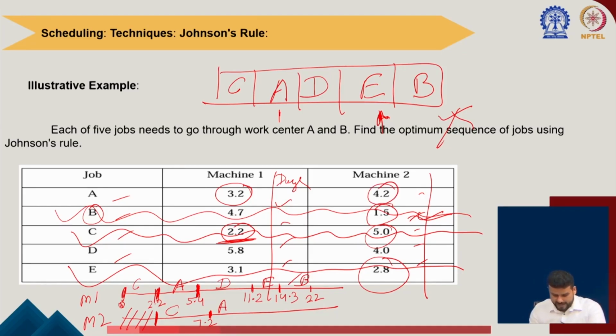So that will make your 11.4. So 11.4 will be a little here, because 11.2 is here. So 11.4. Now the next job is D. Whether job D is available at 11.4? Yes, it is available, because we are finishing D on machine 1 at 11.2. So we can straightaway start job D on machine 2.